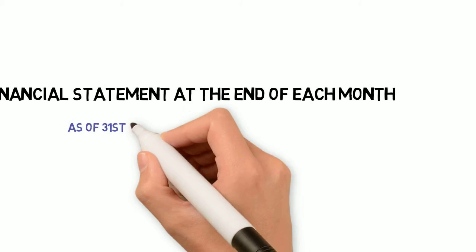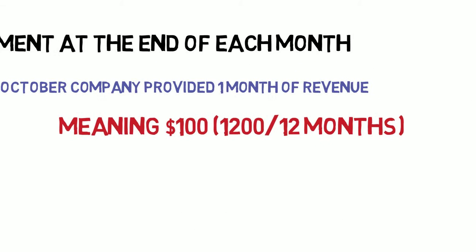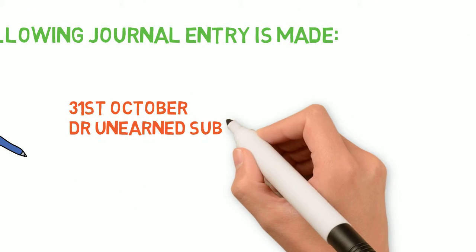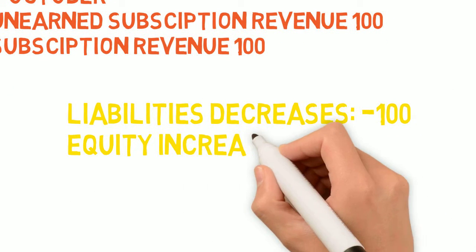As of 31st October, company provided 1 month, meaning $100 per month. The following journal entry is made. 31st October, debit unearned subscription revenue $100, credit subscription revenue $100, meaning liabilities decrease by $100 and equity increases by $100.